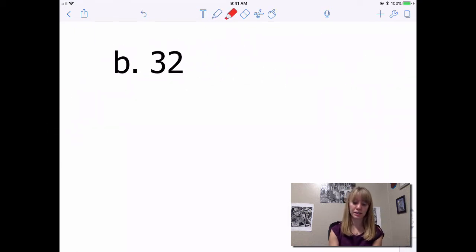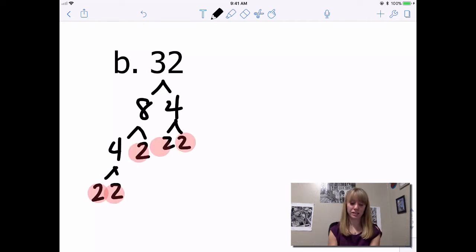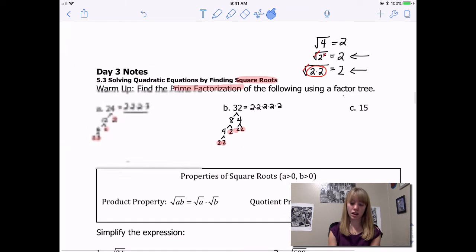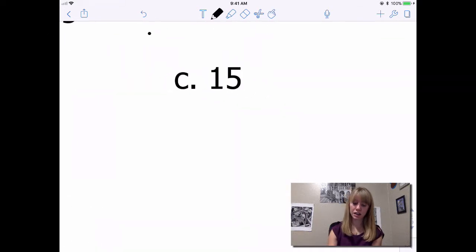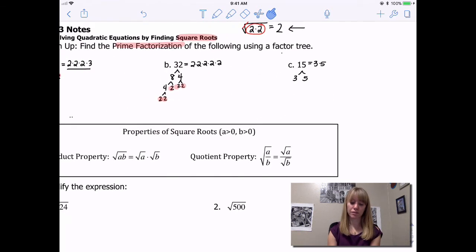So we'll do one more of these together. 32 I can write as 8 and 4. 8 is 4 and 2. 4 is 2 and 2. Notice I only look at the ends of my branches here, because if I also counted the 4, I'd be double counting. So I've got 2 times 2 times 2 times 2 times 2, and that's the prime factorization of 32. This last one, 15, breaks down pretty simply to 3 and 5. Can't break either of those down anymore. So our prime factorization is 3 times 5.